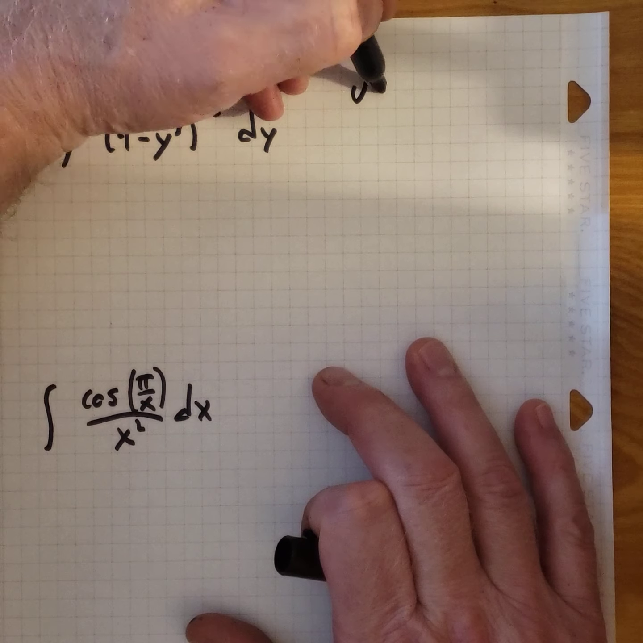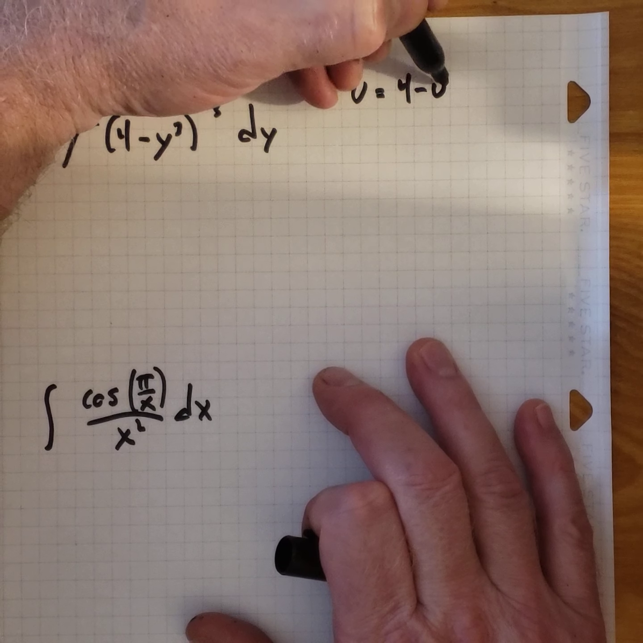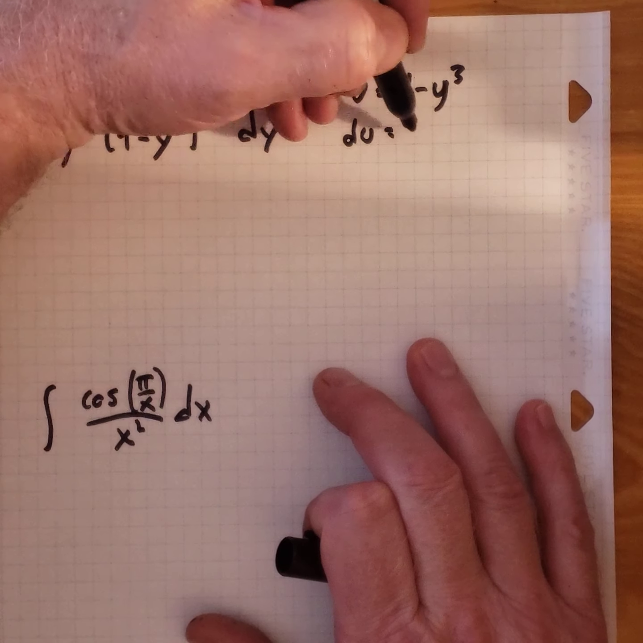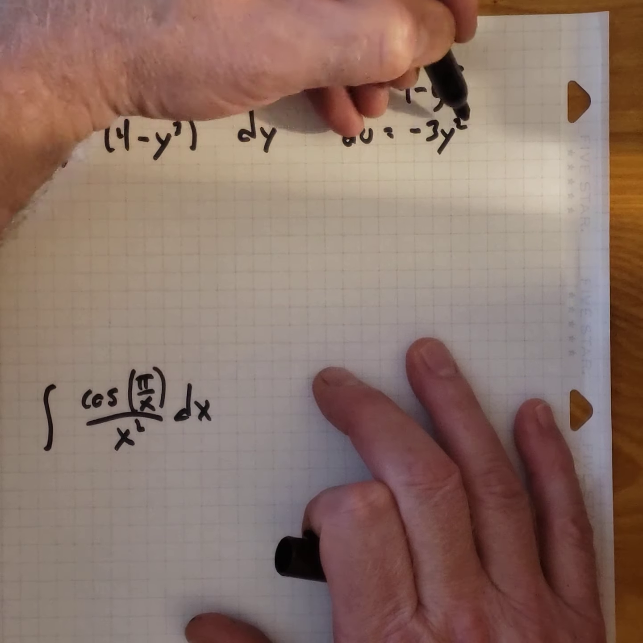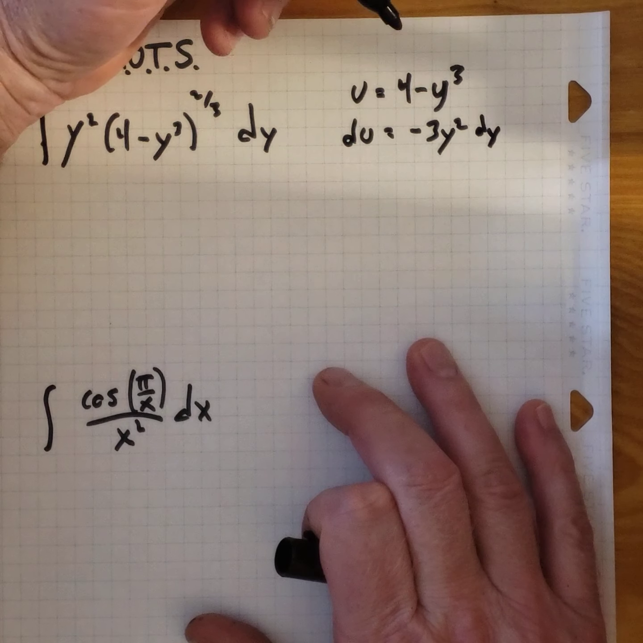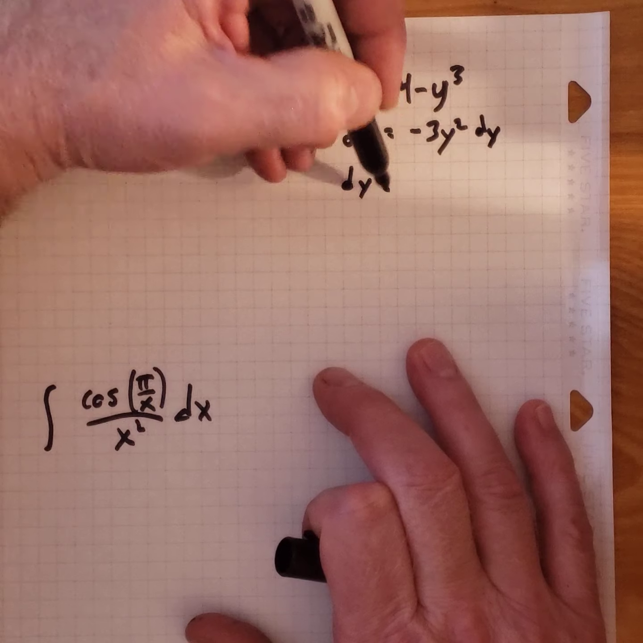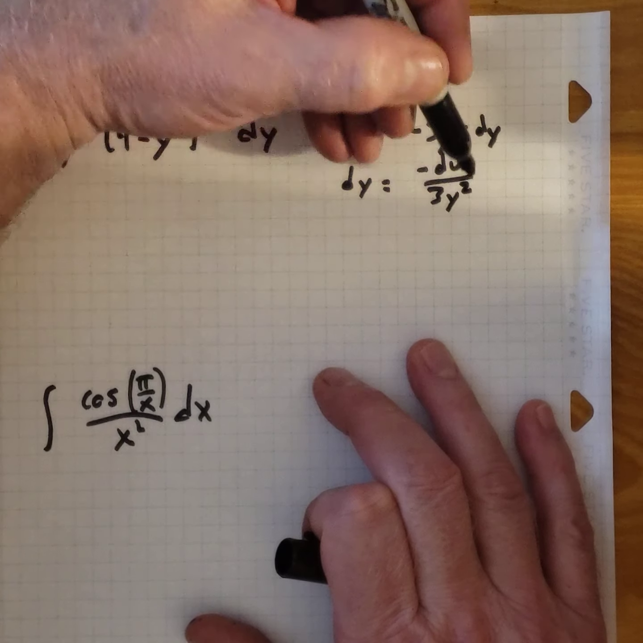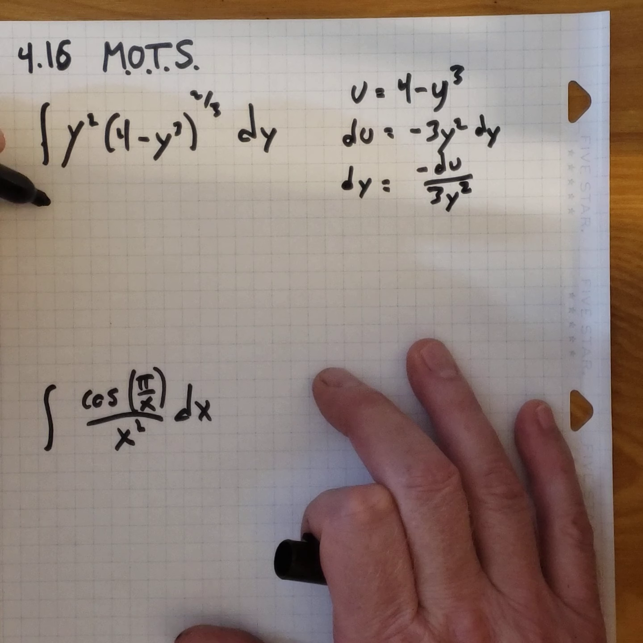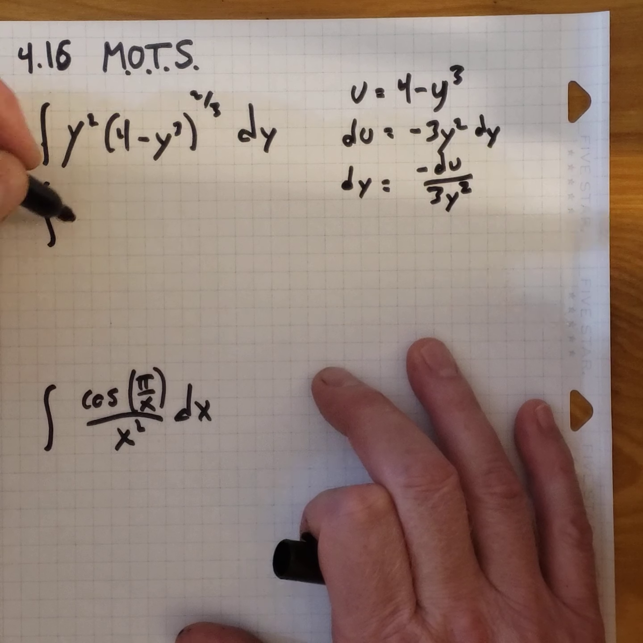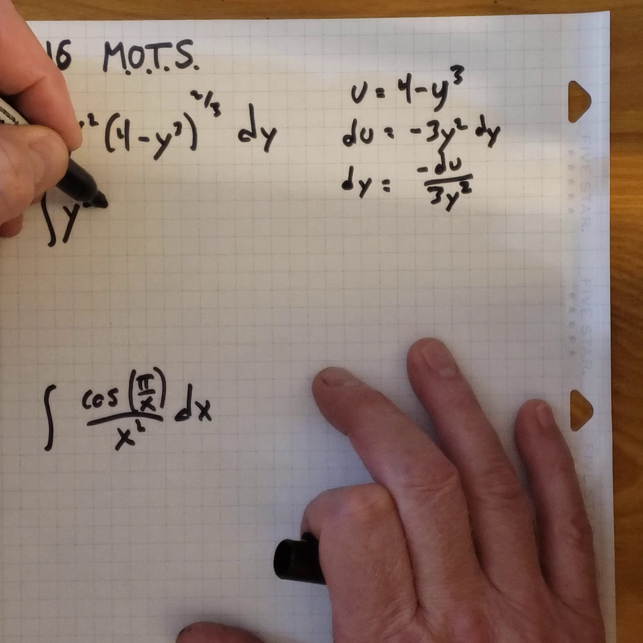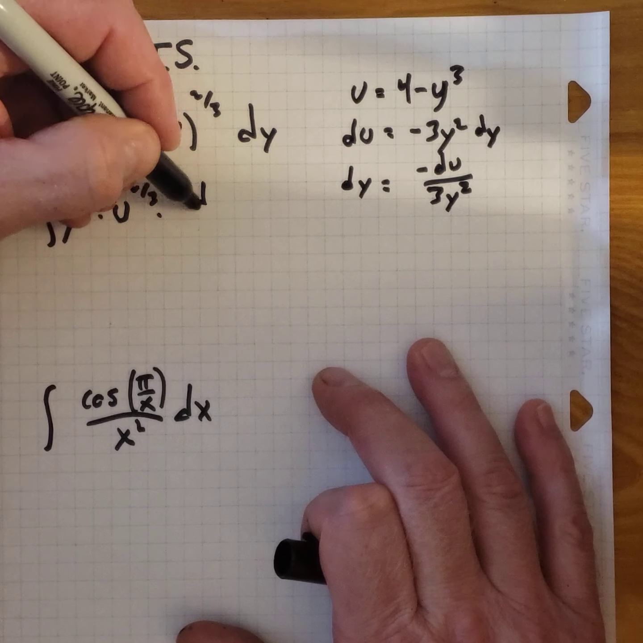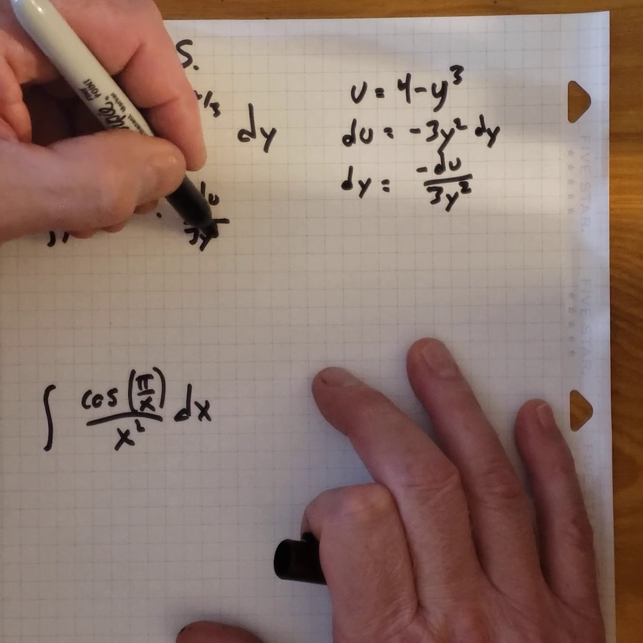So if we let u equal 4 minus y to the third, then our du is going to be negative 3y squared dy, which makes dy equal negative du over 3y squared. When we do our substitution, we end up with the integral y squared times u to the 2/3 times negative du over 3y squared.